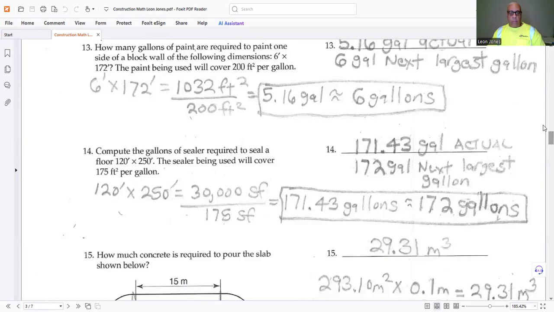Number 14, compute the gallons of sealer required to seal a floor 120 feet by 250 feet. The sealer being used will cover 175 square feet per gallon. Same type of problem. Take your area and divide it by your square feet per gallon to get the gallons. And you actually come up with 171.43. That's the actual number, but you're going to round it up to the next whole gallon, which is 172 gallons. Very, very simple.